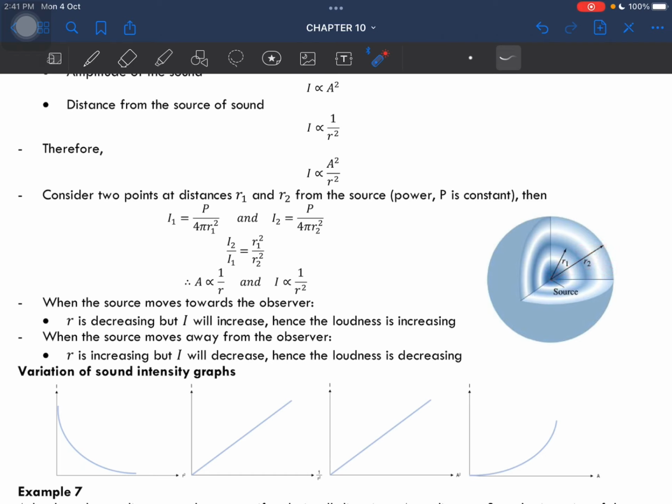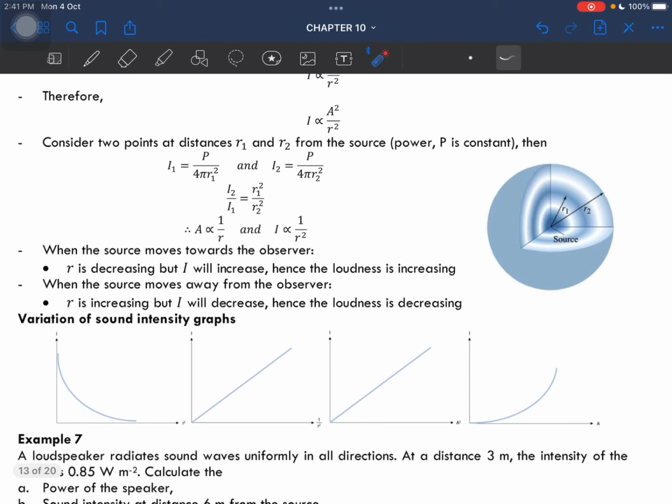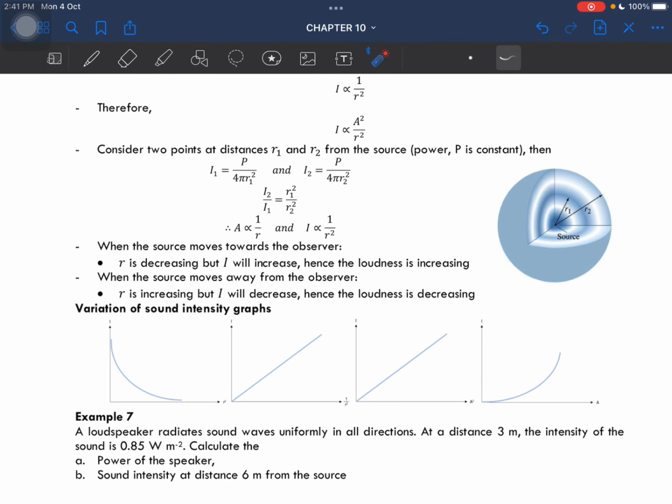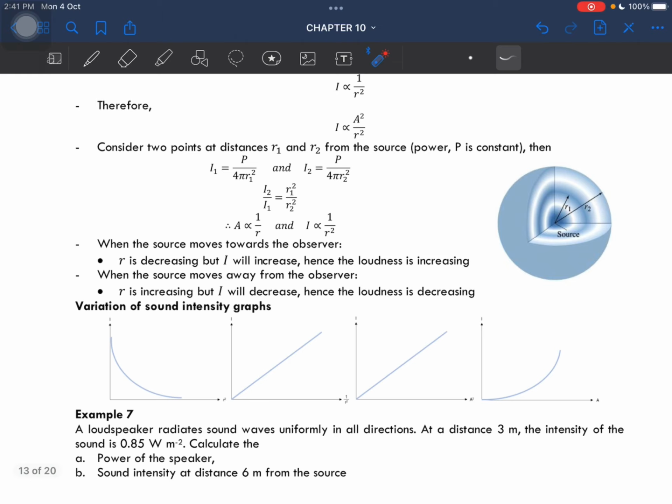Okay, can? And then what else? When the source moves towards the observer, the distance will decrease, right? So when the distance is decreasing, the intensity of the sound will increase, so loudness is increasing. Like if you put your ear next to the speaker, it is loud, right? If you put it at the end of the world, you won't hear anything. Okay, that's the concept.